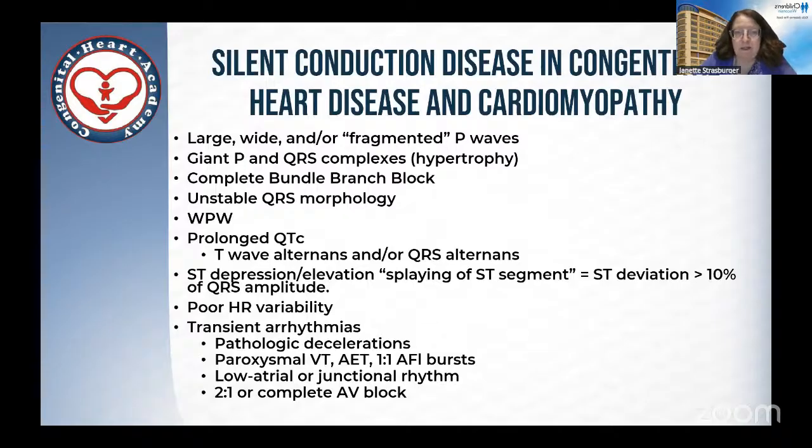be seen with different changes in rhythms as well as with heart block, WPW, which usually you'll see a short PR, mechanical PR interval by echo, but not always, especially in congenital heart disease where the P wave may be wide. And of course, prolongation of the QTc, which can also be associated with T wave alternans and QRS alternans in some of the inherited arrhythmia syndromes.